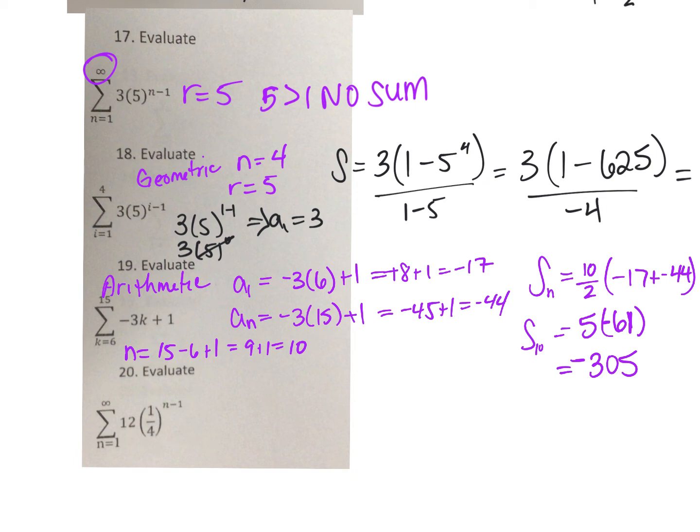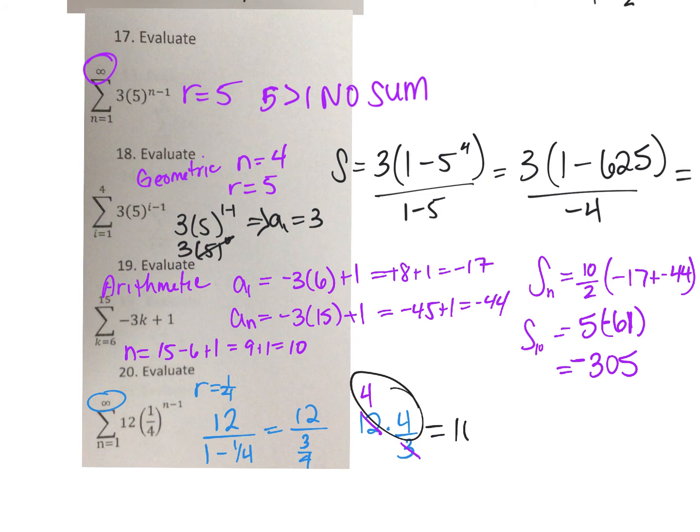And lastly on this page, number 20. There's that infinity on the top. So the first thing I'm going to do is to identify r as 1/4. 1/4 is less than 1. The absolute value is less than 1. Remember that the sign doesn't really matter. And so I can find the sum. So a1, 12 over 1 minus 1/4, which is 12 over 3/4. And 12 times the reciprocal, 4 over 3. 3 goes into 12 4 times. 4 times 4 is 16.